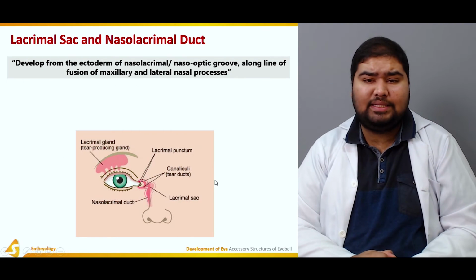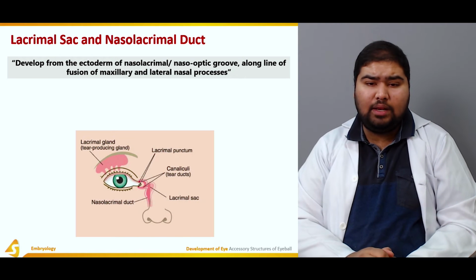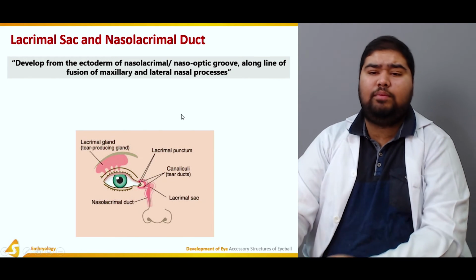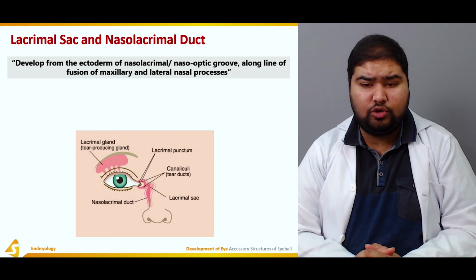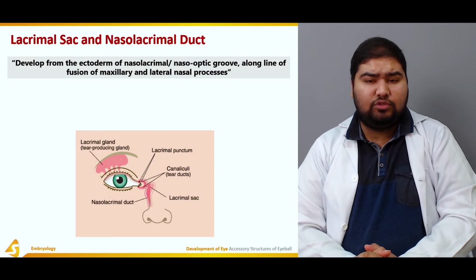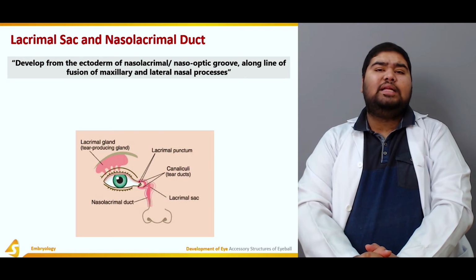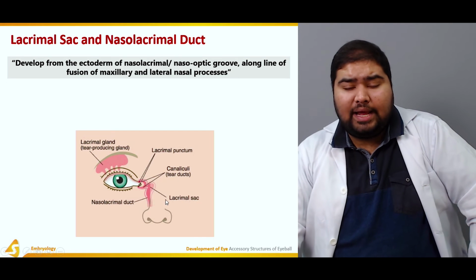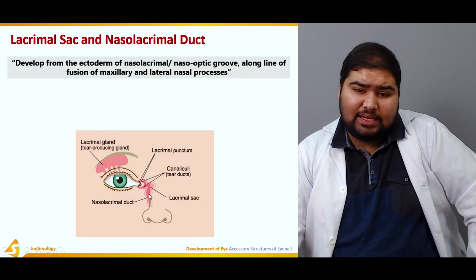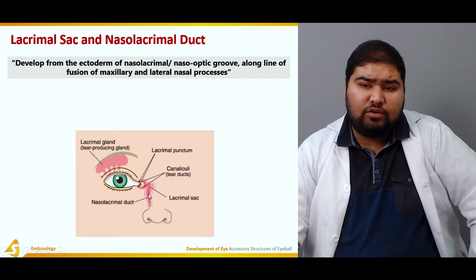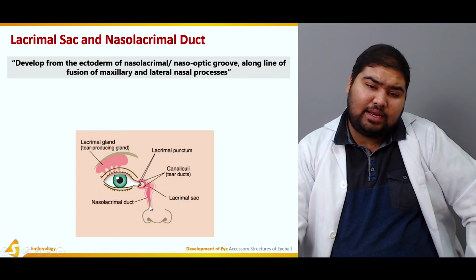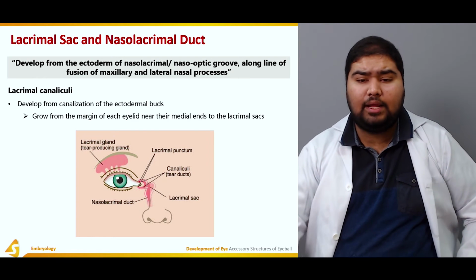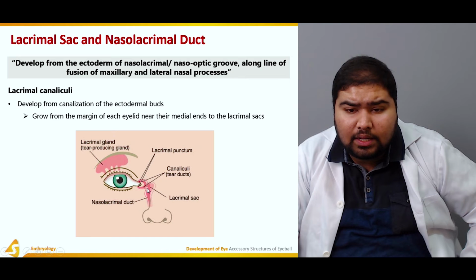Now the lacrimal sac and the nasolacrimal duct. They develop from the ectoderm of the nasolacrimal or the naso-optic groove along the line of fusion of the maxillary and the lateral nasal process. So the lacrimal sac is formed in this region, which is the line of fusion of the maxillary and the lateral nasal process. Now the lacrimal canaliculi.